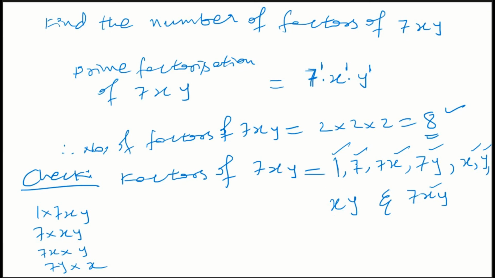So 1, 7, x, y, 7x, 7y, xy, 7xy. So total 8 factors are there. So you can cross check like this.